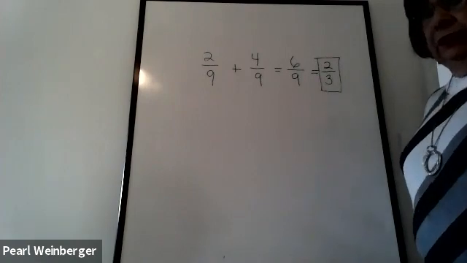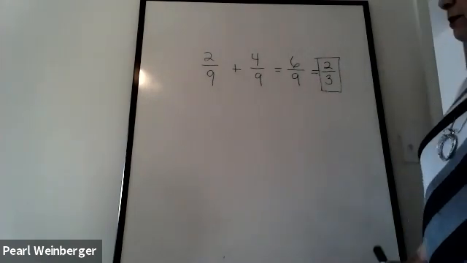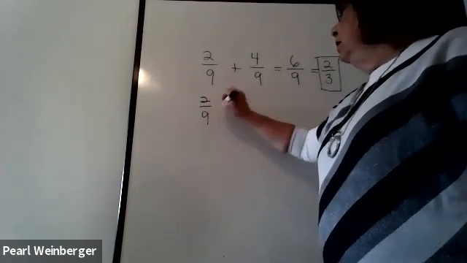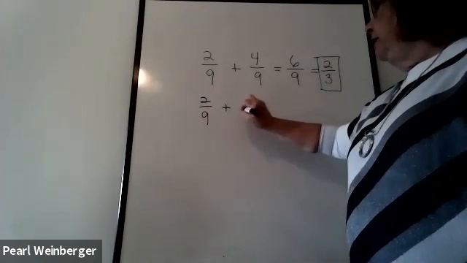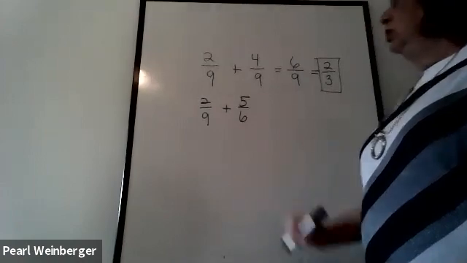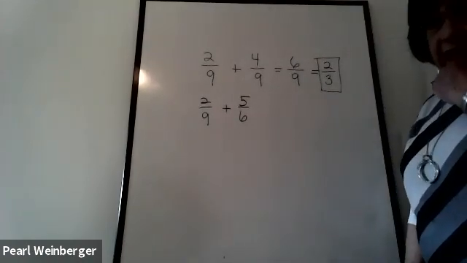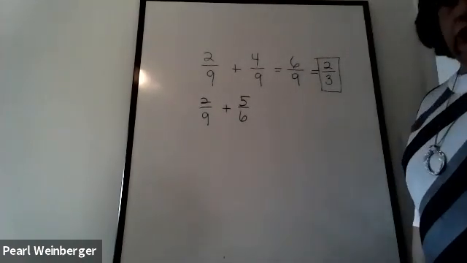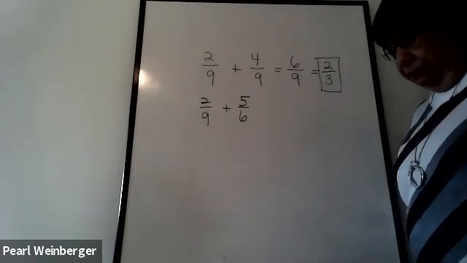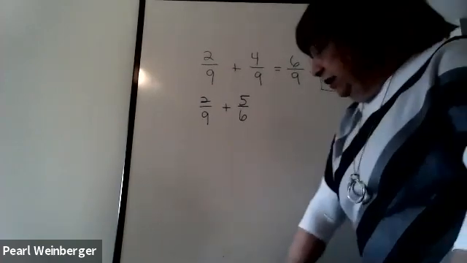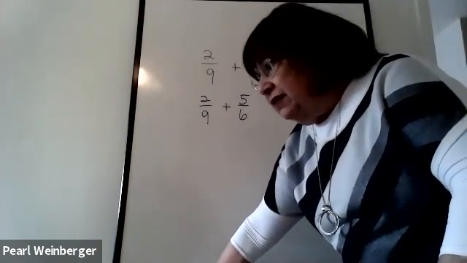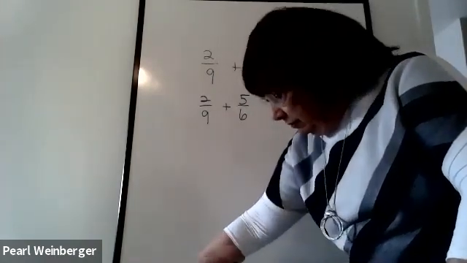Now, what happens if you have two fractions that don't have the same denominator? What if you had something like this? 2/9 plus 5/6. And you wanted to add these two fractions. Well, as they stand, you cannot add them because they do not have a common denominator. So the first thing you have to do is try and find what's called the LCD, the least common denominator.